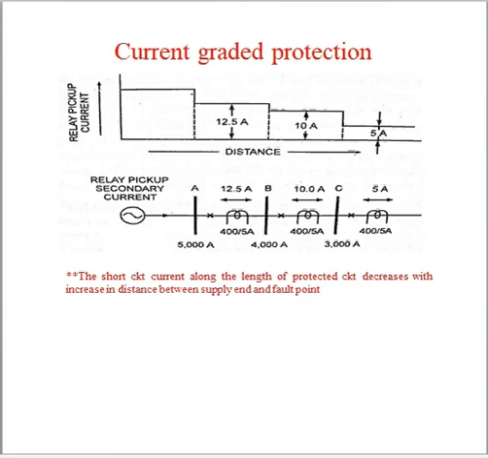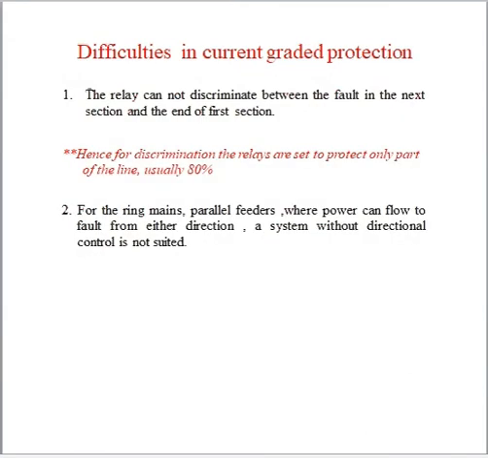And one more: for ring main and parallel feeders, where current may flow in one direction or the other, a system without directional control is not suited. That is one of the disadvantages of this current graded protection. If it is a parallel connection, parallel feeders or ring main, current can flow in either direction, and it is not suited without directional control in this protection.